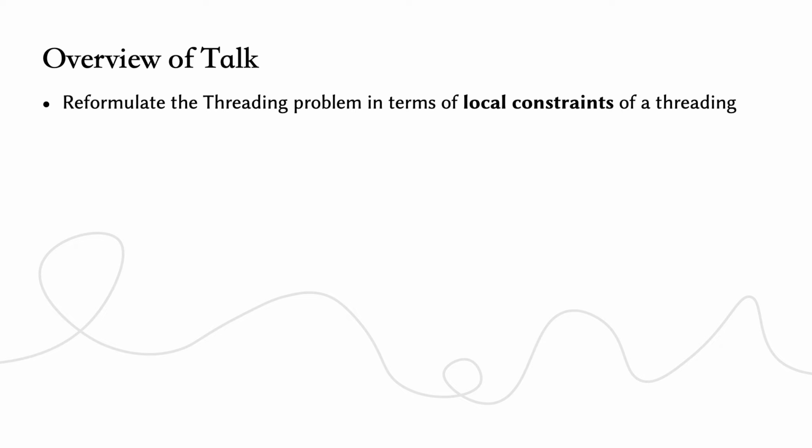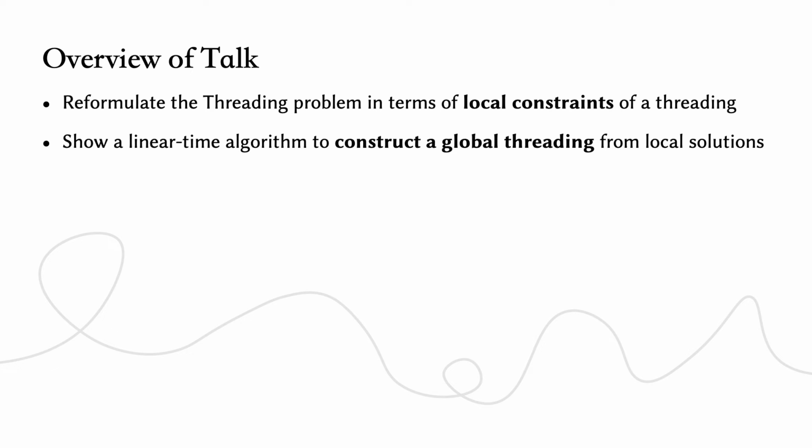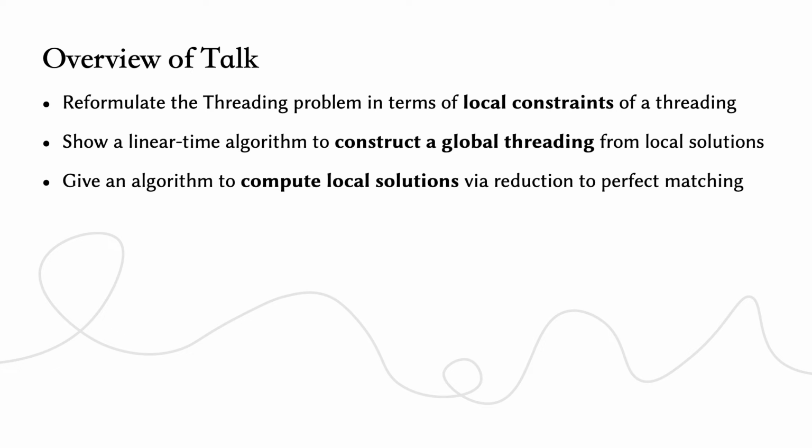In this talk, we will show that we can express a threading in terms of a set of local constraints. We show that these constraints are necessary and sufficient for a threading by giving a constructive proof. We demonstrate an algorithm for constructing a global threading from local solutions. And to solve for these local solutions, we rely on a reduction to perfect matching.